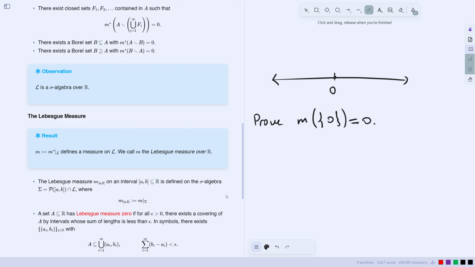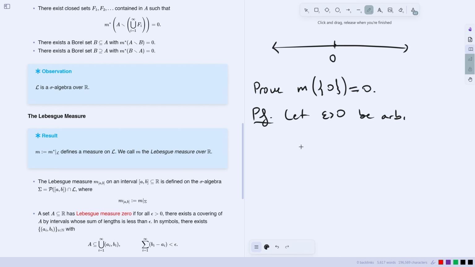To prove that it has measure 0, for all epsilon greater than 0, we're just going to let epsilon greater than 0 be arbitrary. What do we need to do next? We need to find a covering of A, a covering of this set containing 0, by intervals whose sum of lengths is less than epsilon. Well, this is just a point. You really don't need to work hard to cover it. We can just cover it by one interval and call it a day. But we need to choose it intelligently, so it needs to have a length.